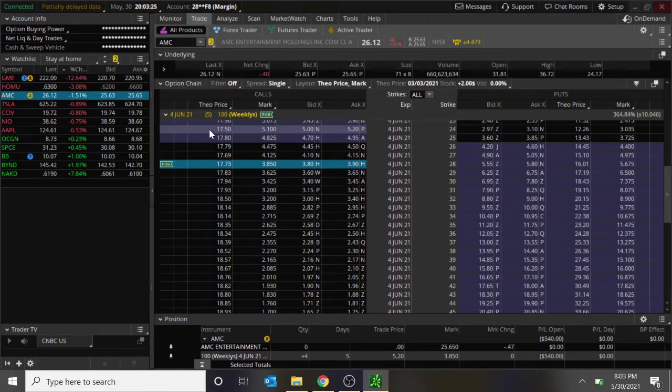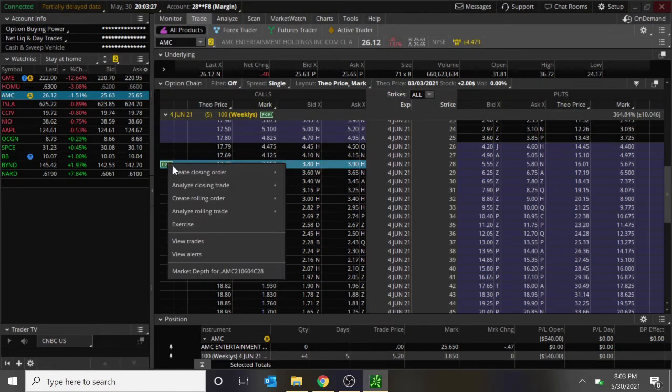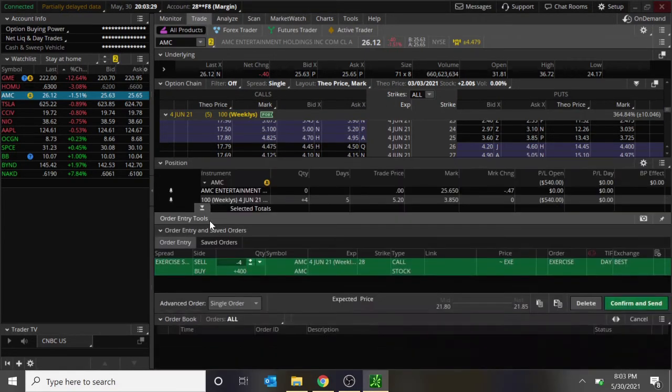You exercise, so you can click here, you can exercise your options, and then you can go ahead and confirm and send, and that way you will buy 400 shares or 4 lots, just depending on how many lots you own of any particular index or any particular stock. Okay, so let's go on to the next one.